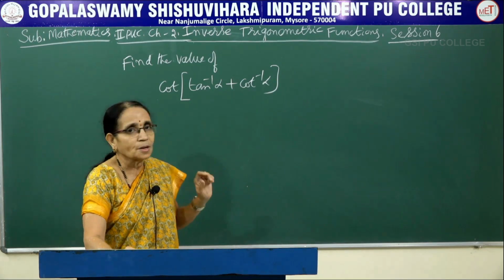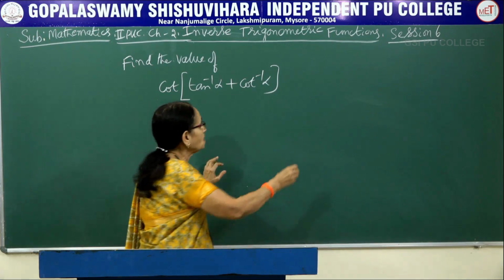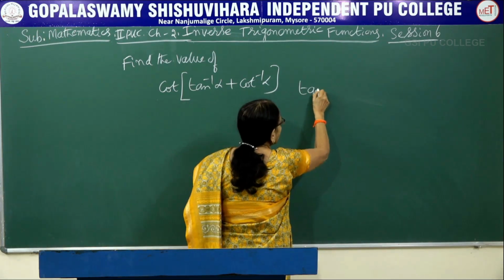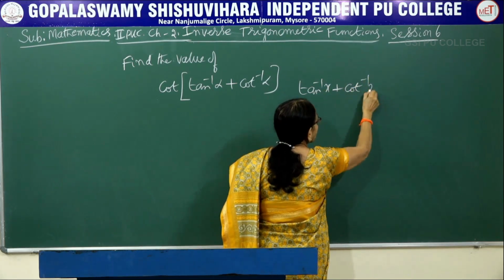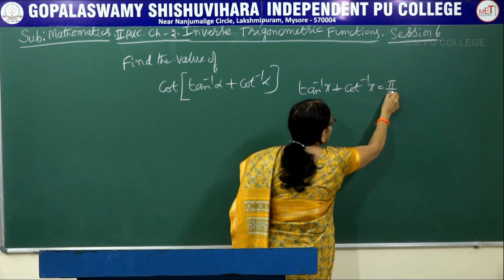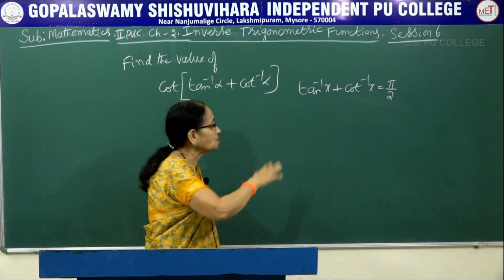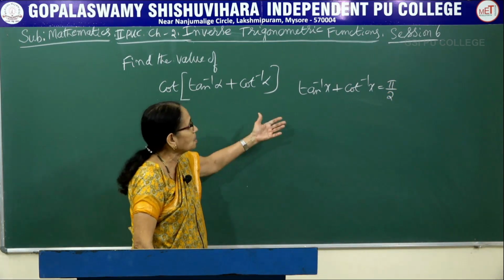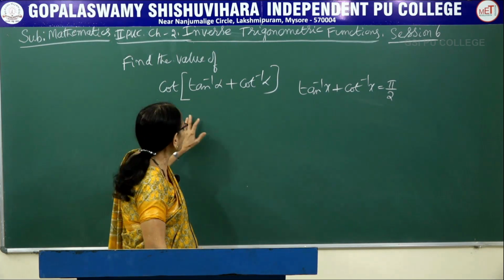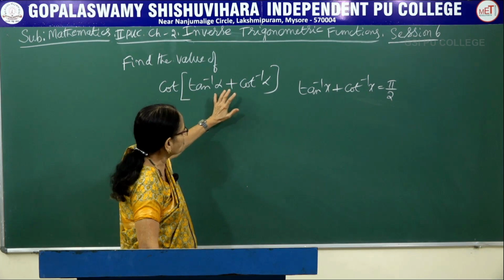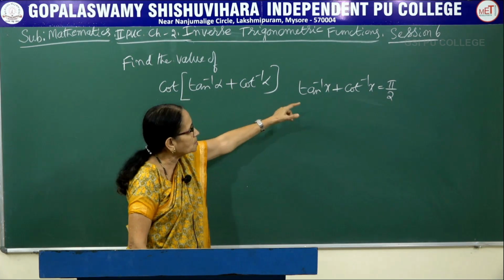See, from the third set of properties, we have seen that tan inverse x plus cot inverse x is equal to pi by 2. We have proved this result. 3 results we have proved under the third set of property. In this one, this is one of the results. So, here cot of tan inverse alpha plus cot inverse alpha, it resembles a result.